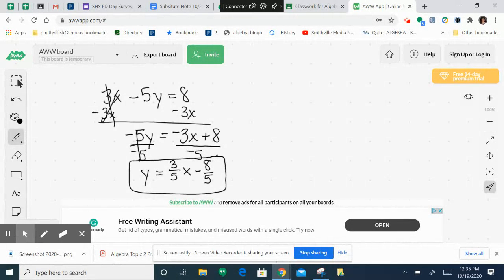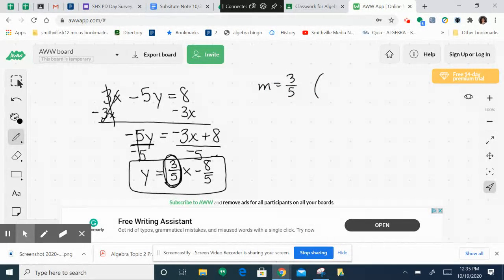Most of the time when we do this, the reason is we're going to borrow the slope of 3/5 because maybe my line is going to be parallel to this line. Parallel means they have the same slope. So that means my slope will also be 3/5.